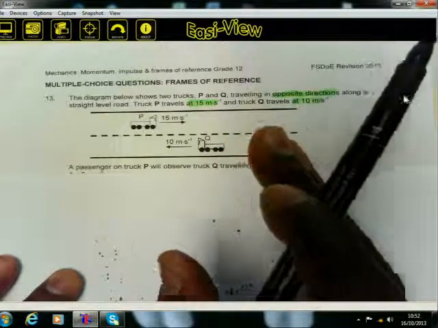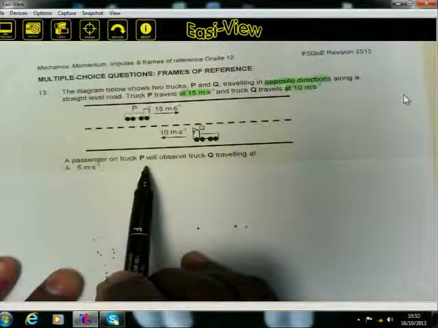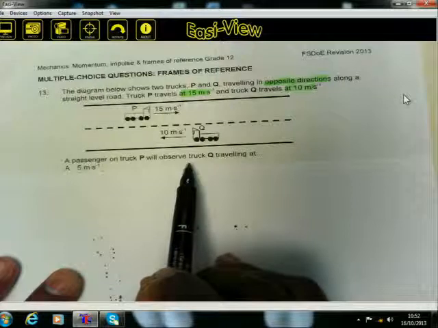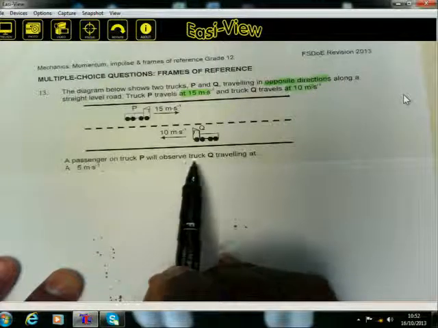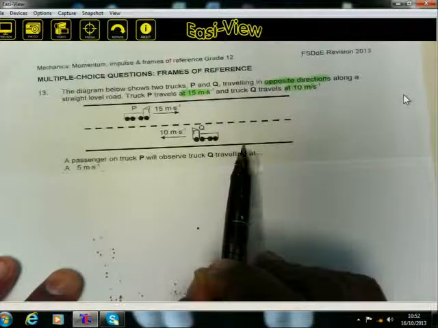If we look at this question, we have not been really given words like east or west to indicate the direction. So here you can choose your own direction. Now they say that a passenger in track P will observe track Q traveling at what velocity?